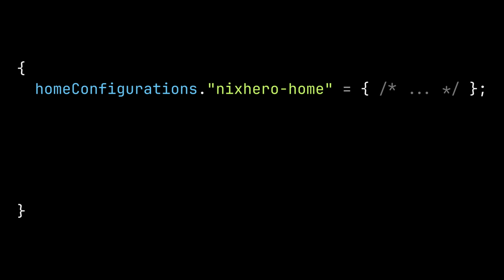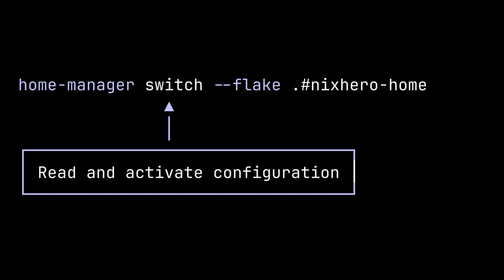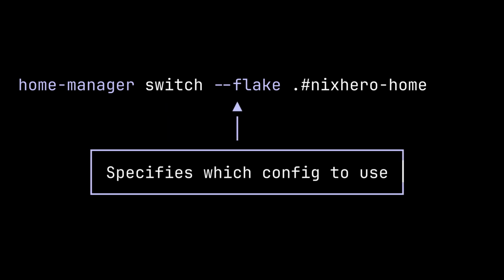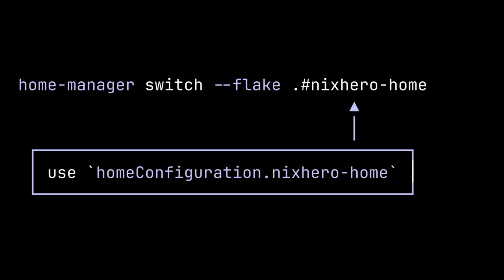Now that you have a name for your configuration, let's activate it with the home-manager switch command. The command will read your configuration files and apply the configuration to your system. The --flake option specifies which configuration from which flake.nix file we want to activate. The string before the hash symbol refers to the path where the flake.nix file is located, and it's relative to your current directory. In our case, we have the flake.nix file in the current directory, so we use dot. And the string after the hash symbol refers to the name of the configuration we want to activate. In our case, it's nixhero-home, as we saw before in the flake.nix file.